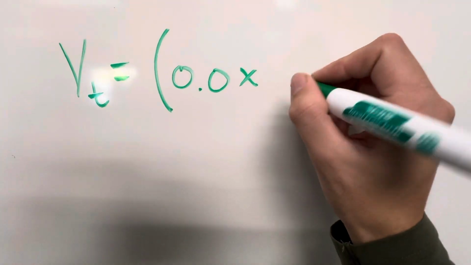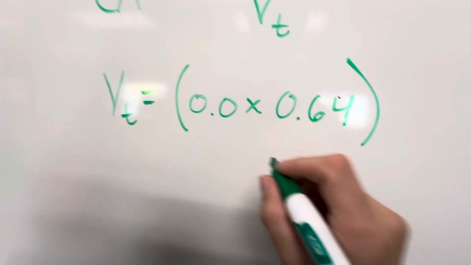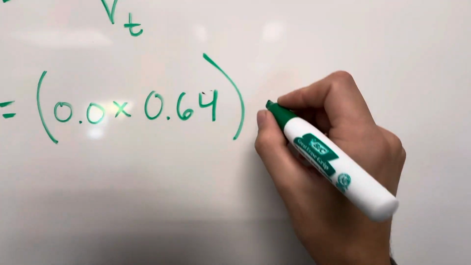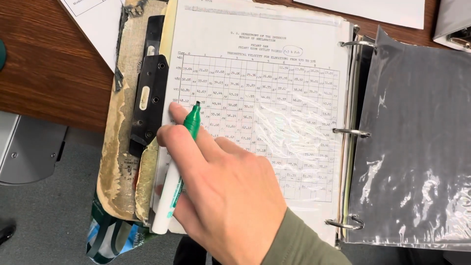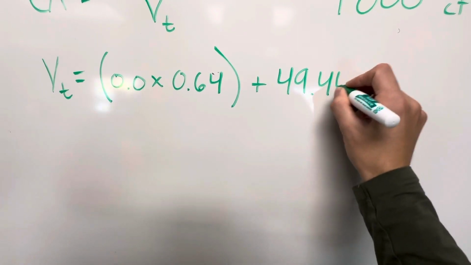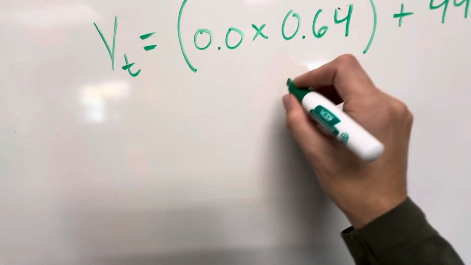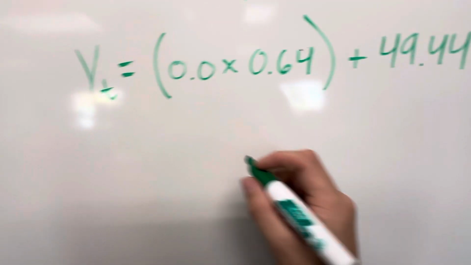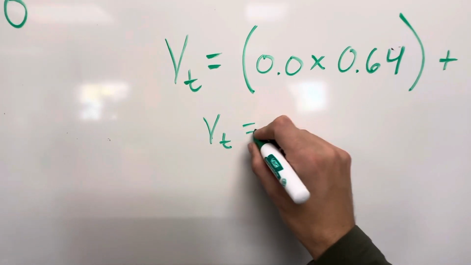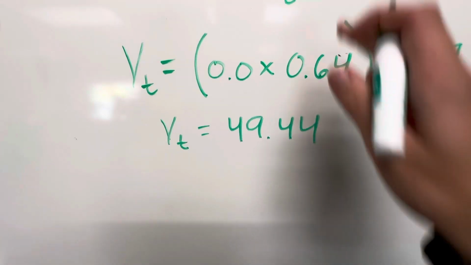We'll take the little box number, 0.64, and we'll multiply it by the anything after the decimal in the elevation, and then we will add the big box number, 49.44. Okay. This is easy for me because 0 times anything is 0, plus 49.44, bam. We've got our VT. It's 49.44.